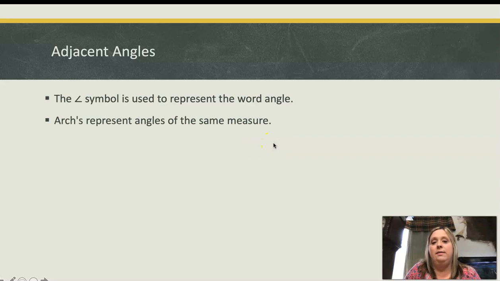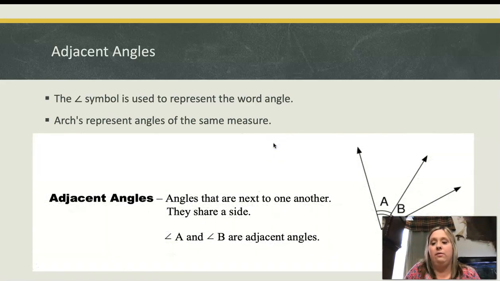Arches sometimes represent whether angles have the same measurement. I know my picture's coming up here, but you can see two arches here, and then one arch here. This shows that these angles, even though they look similar and one looks a little smaller, are not the same measurement, and that's all that represents. So don't let that confuse you. Angles that are next to one another and share a side are adjacent.